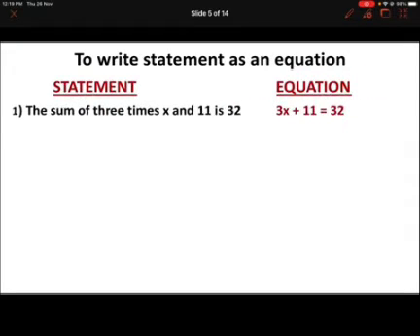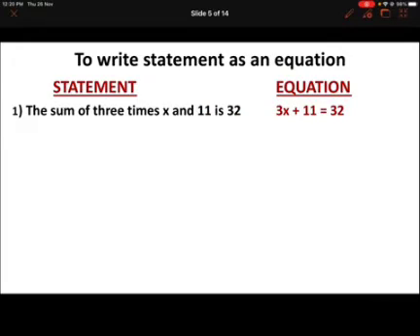The sum of 3 times x and 11 is 32. So 3 times x means 3 into x. I hope all of you understood that. 2 times 3 means 2 into 3, is it not? 10 times 5 means 10 into 5. So 3 times x, what is the statement? Sum of 3 times x and 11 is 32.